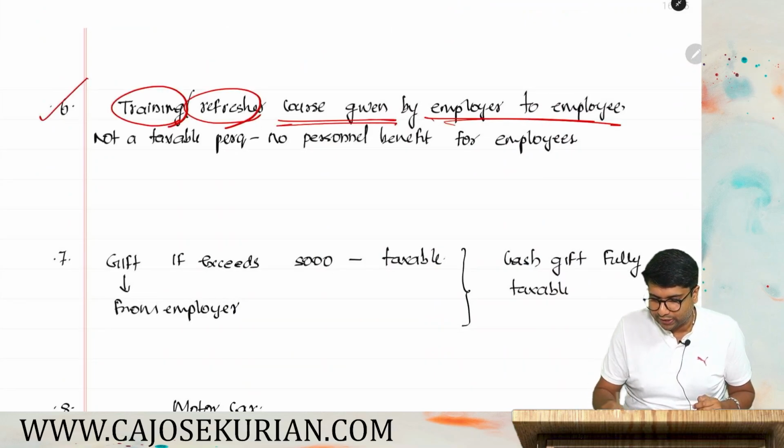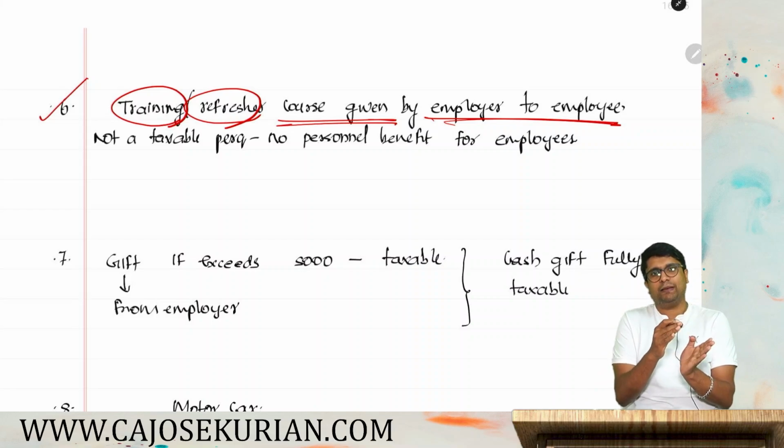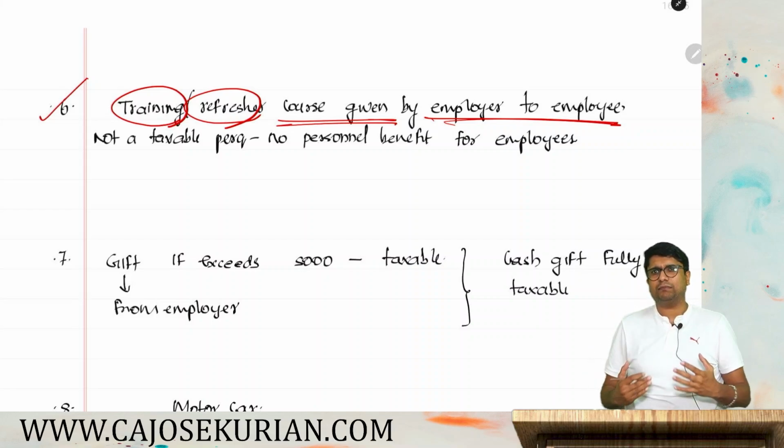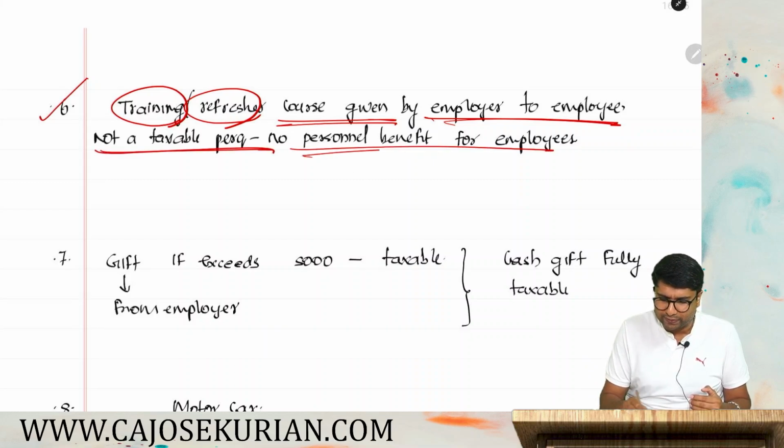given by the employer to the employee. Say for example, the employer has given some free training for increasing the skill of the employee. So even though the employee is getting a benefit, it is predominantly for the official purpose only and hence not a taxable perquisite, and there is no personal benefit for the employee.